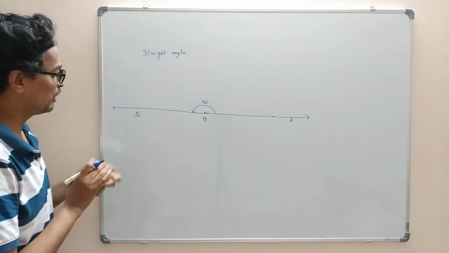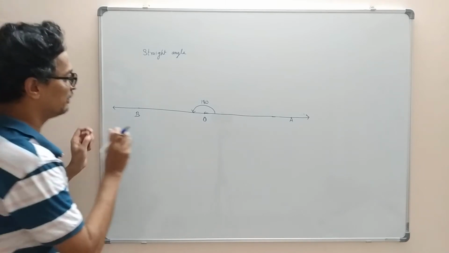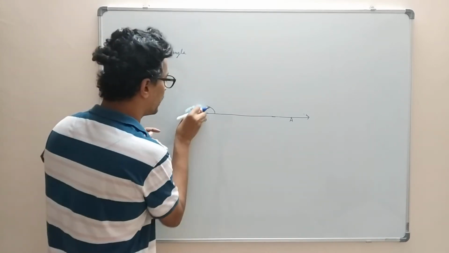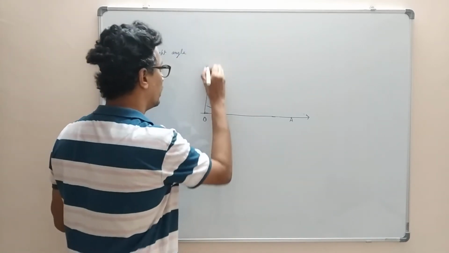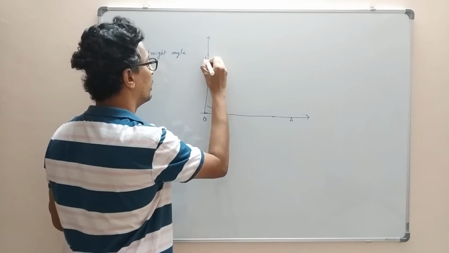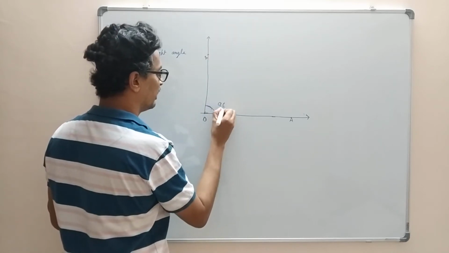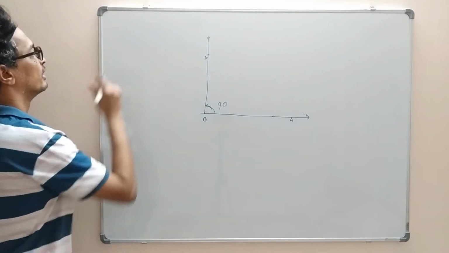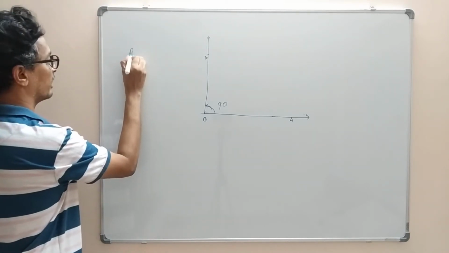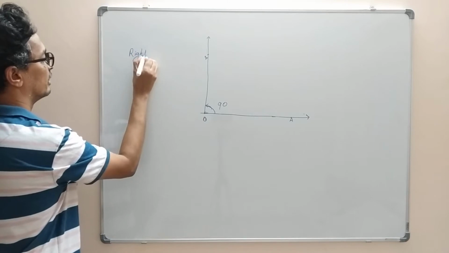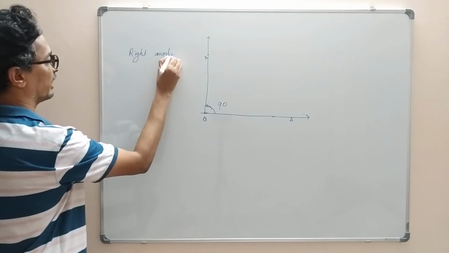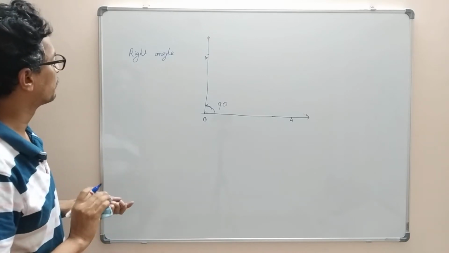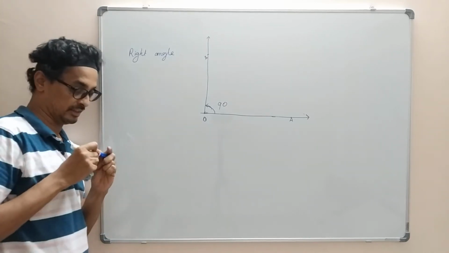And similarly, I can always have one more, a 90 degree also. If I rotate it by 90 degree, so this angle is 90 degree, and then you call these directed angles right angles. This is a right directed angle. Fine. So these are the definitions of your directed angles.